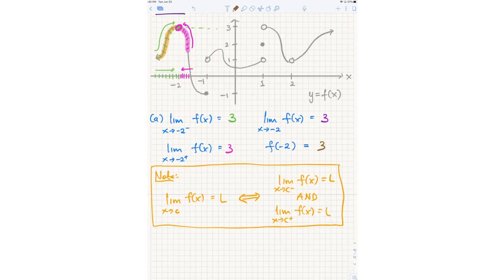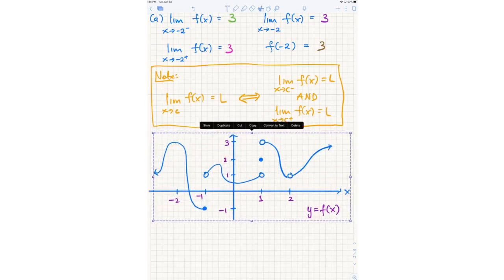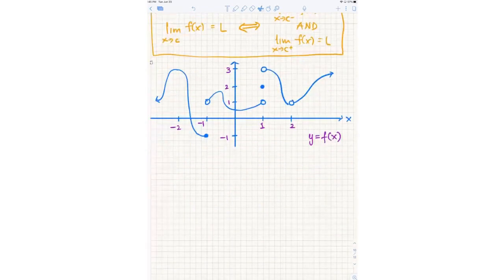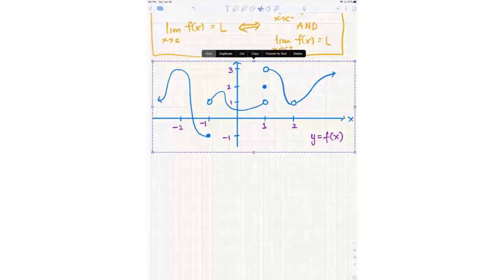Okay, so now let's continue with this. Again, same graph. Line up. There we go. Okay, let's make this gray just so we can mark it up.